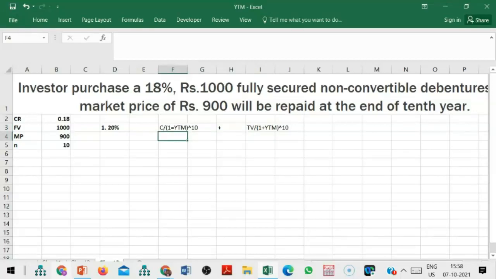So I will work out this particular problem. Before that, you need to calculate the coupon payment, because it is not yet calculated. Only the coupon rate is available in the problem. The coupon rate is 18%, which can be calculated from the face value of the instrument. It becomes 180 rupees.